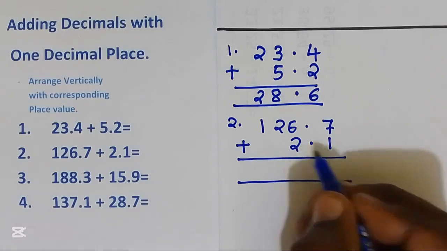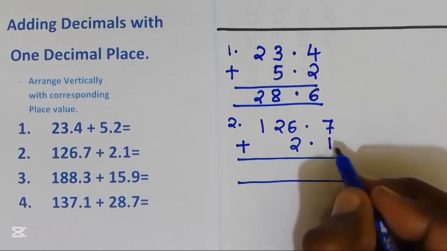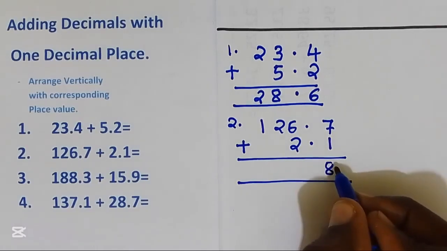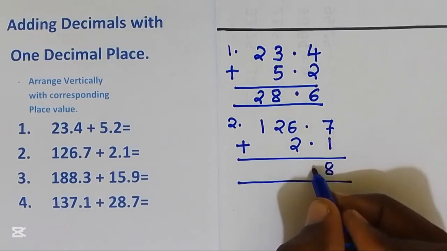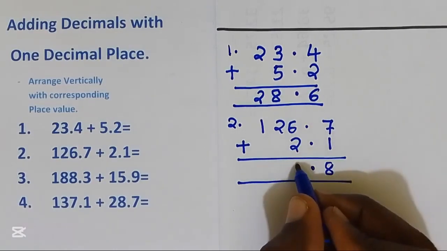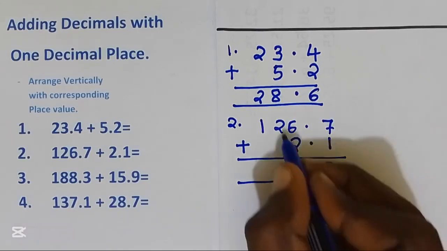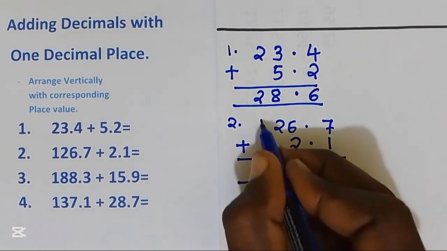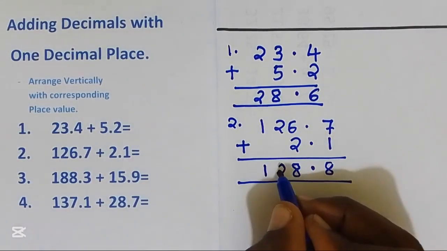Let's now add them. 7 plus 1, we get 8. We are going to align our decimal point. 6 plus 2, we get 8. We are going to drop 2, and then we are going to drop 1.